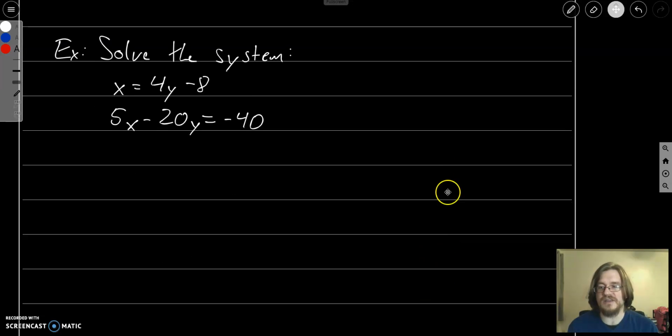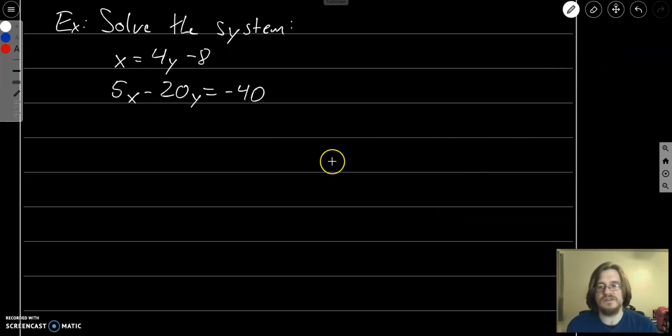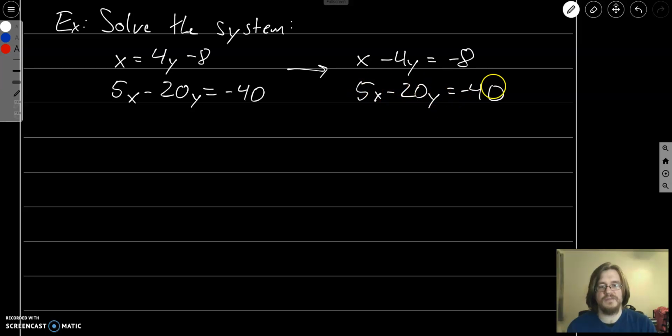Let's finally take a look at this system of equations. We've got x is equal to 4y minus 8, 5x minus 20y is equal to negative 40. The top equation isn't in standard form, so let's move the 4y to the other side. So I'll subtract 4y from both sides. x minus 4y is equal to negative 8. And 5x minus 20y is equal to negative 40.